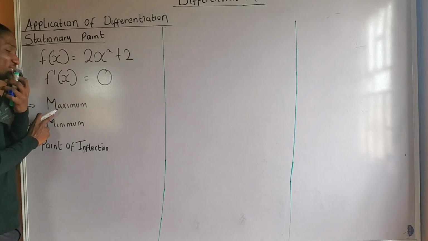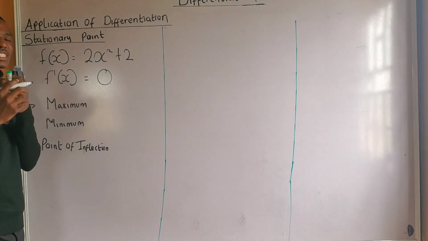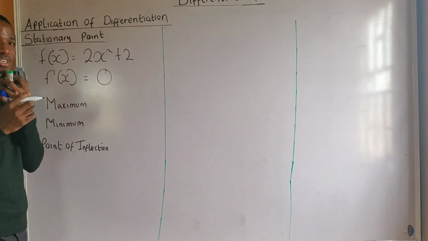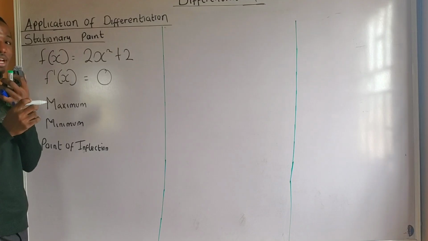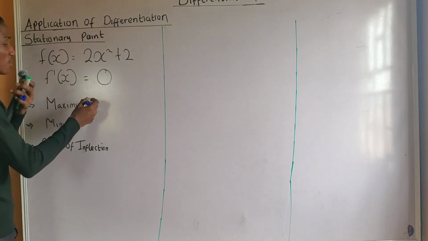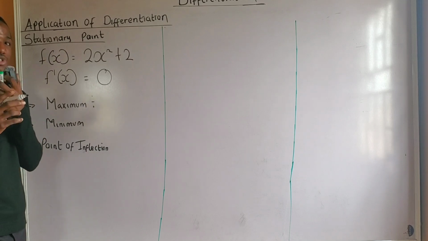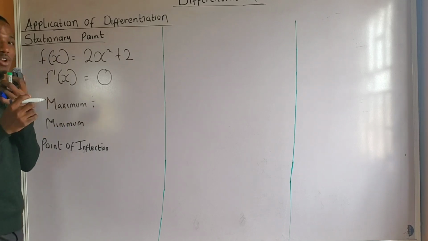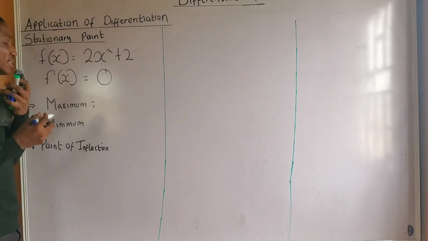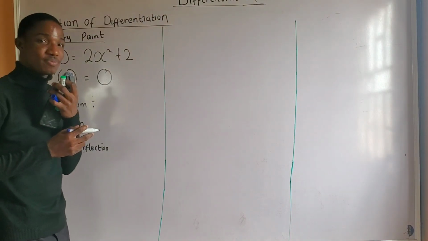To check whether the stationary point is maximum, minimum, or point of inflection, we use the second derivative test. There are various tests, but in this class, I'm going to be using the second derivative test. Do you understand? Now, anytime you take the second derivative of the function and you obtain a value less than 0, the stationary point is maximum. Okay? Listen to the explanation again.